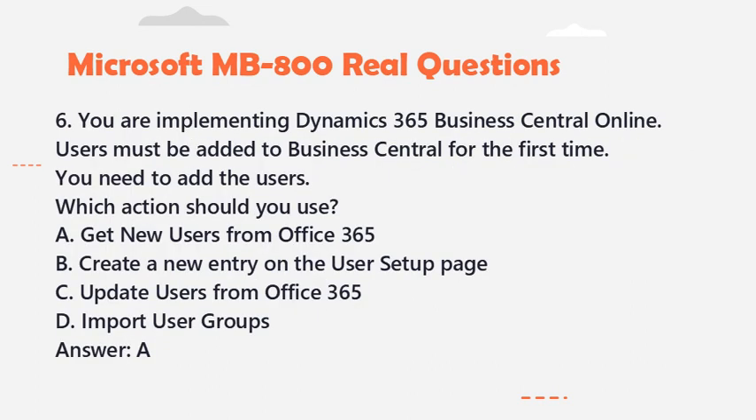6. You are implementing Dynamics 365 Business Central online. Users must be added to Business Central for the first time. You need to add the users. Which action should you use? A. Get new users from Office 365. B. Create a new entry on the user setup page. C. Update users from Office 365. D. Import user groups. Answer: A.